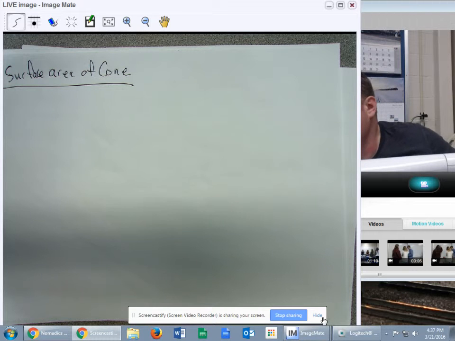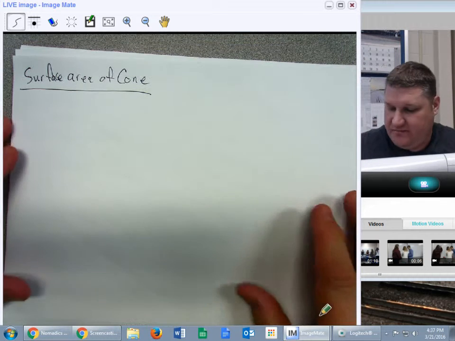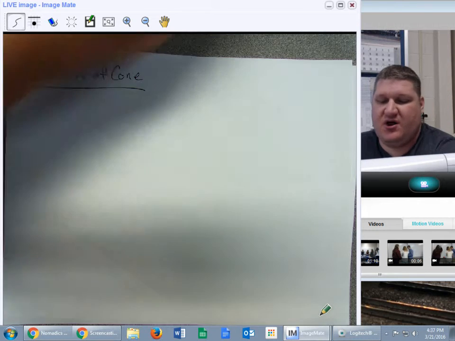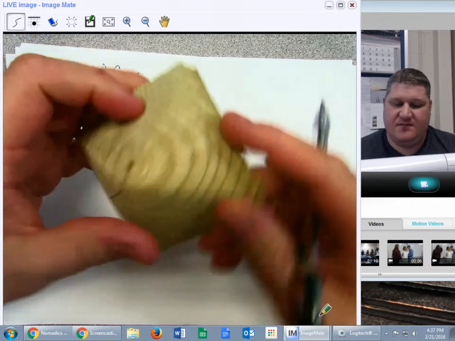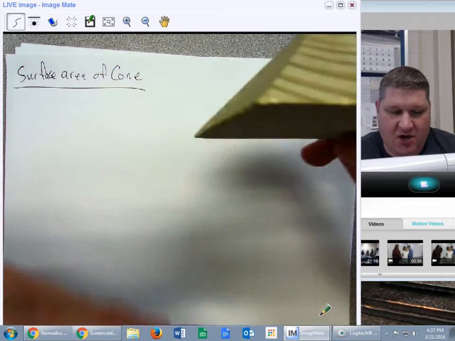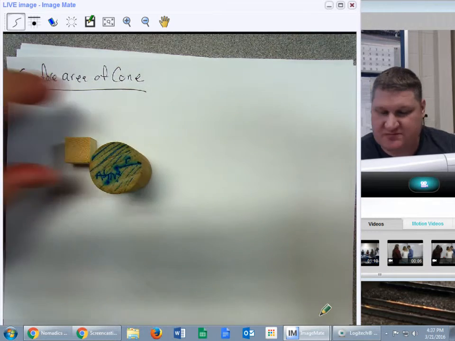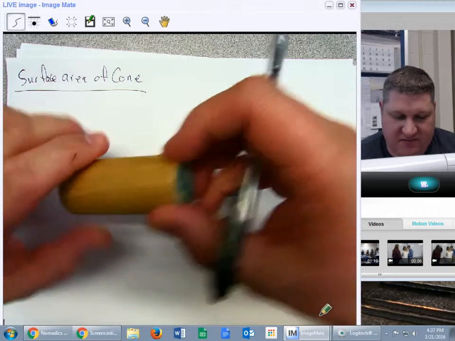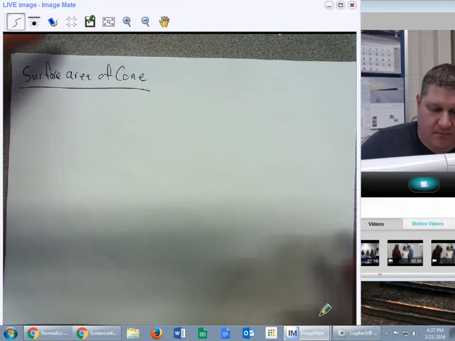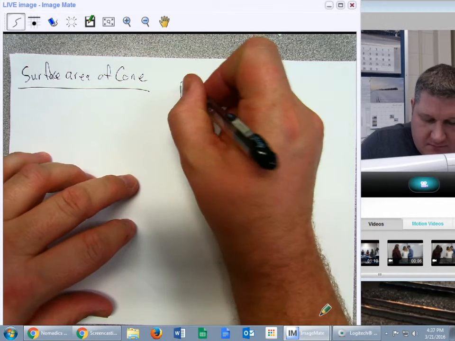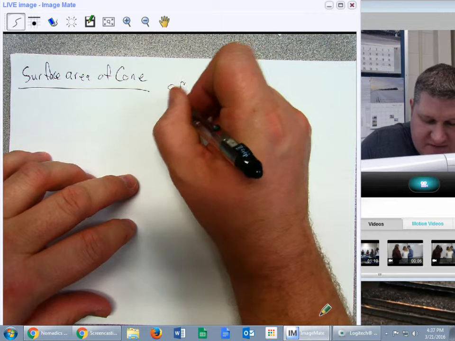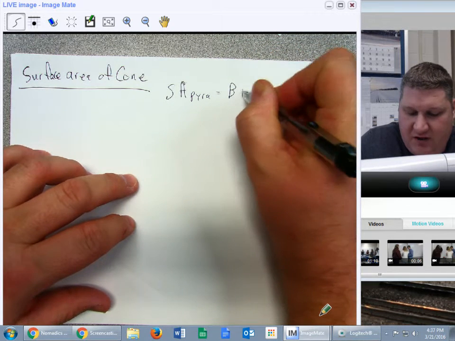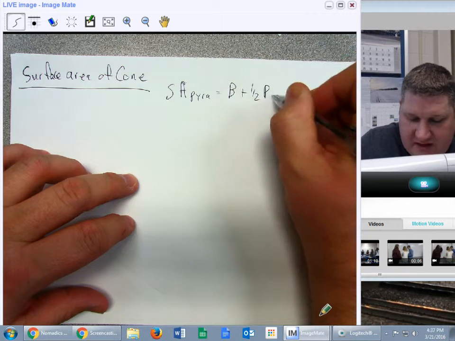Okay, ladies and gentlemen, let's take a look at surface area of a cone. Now, for surface area of a cone, again, we start to run into some of the same troubles and the same differences we had with the difference between pyramid and cone as we did with cylinder versus prism, because with the roundness of the shape, it creates some differences. But we already know that for a pyramid, the surface area of a pyramid is base plus 1/2 PL.